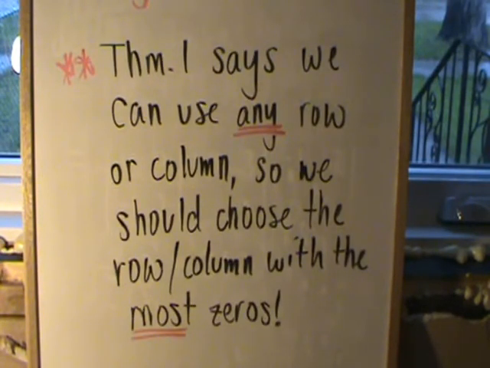Now I wanted to do an expansion along row 1 and column 1, first of all to show you that we get the same determinant whether we expand along row 1 or along column 1, but also to show you the power of theorem number 1.